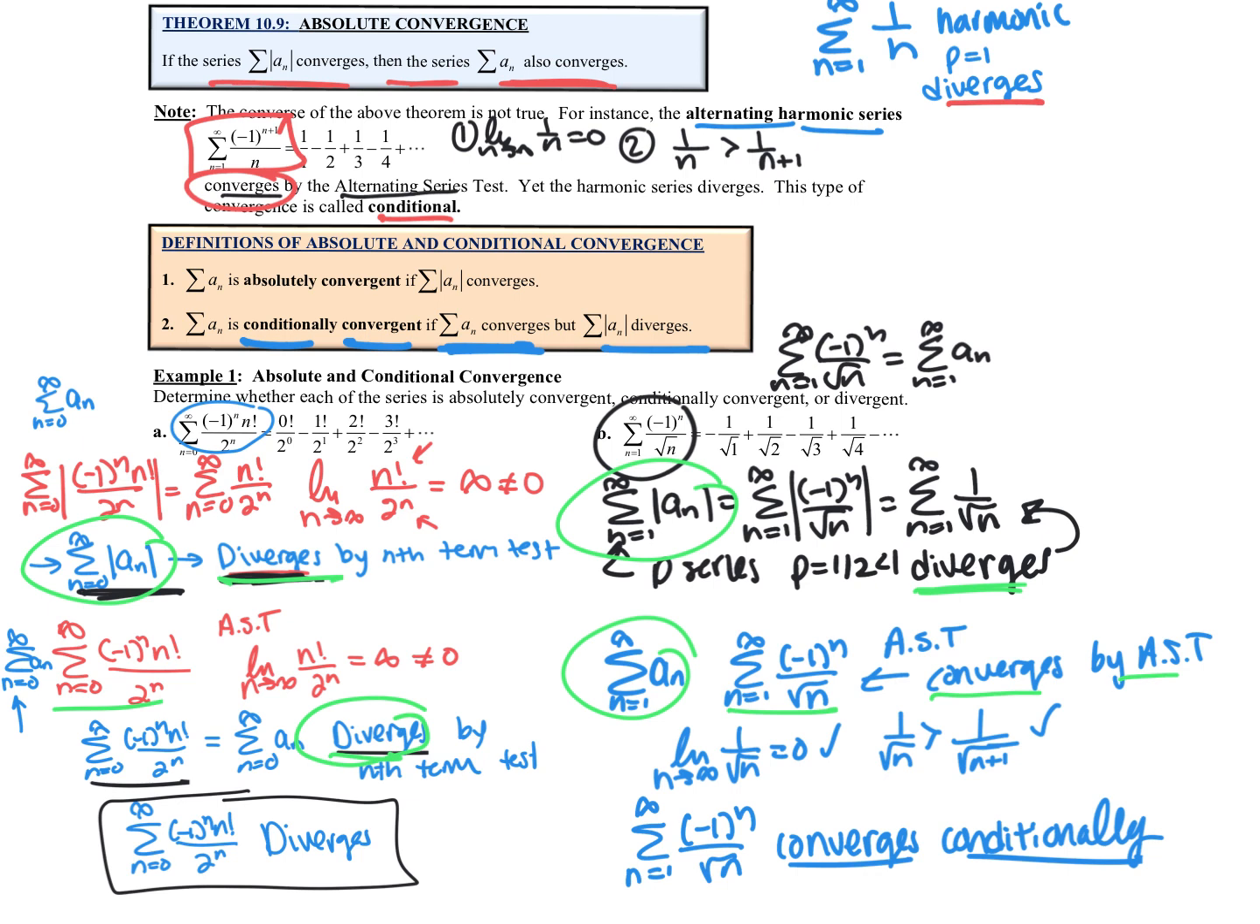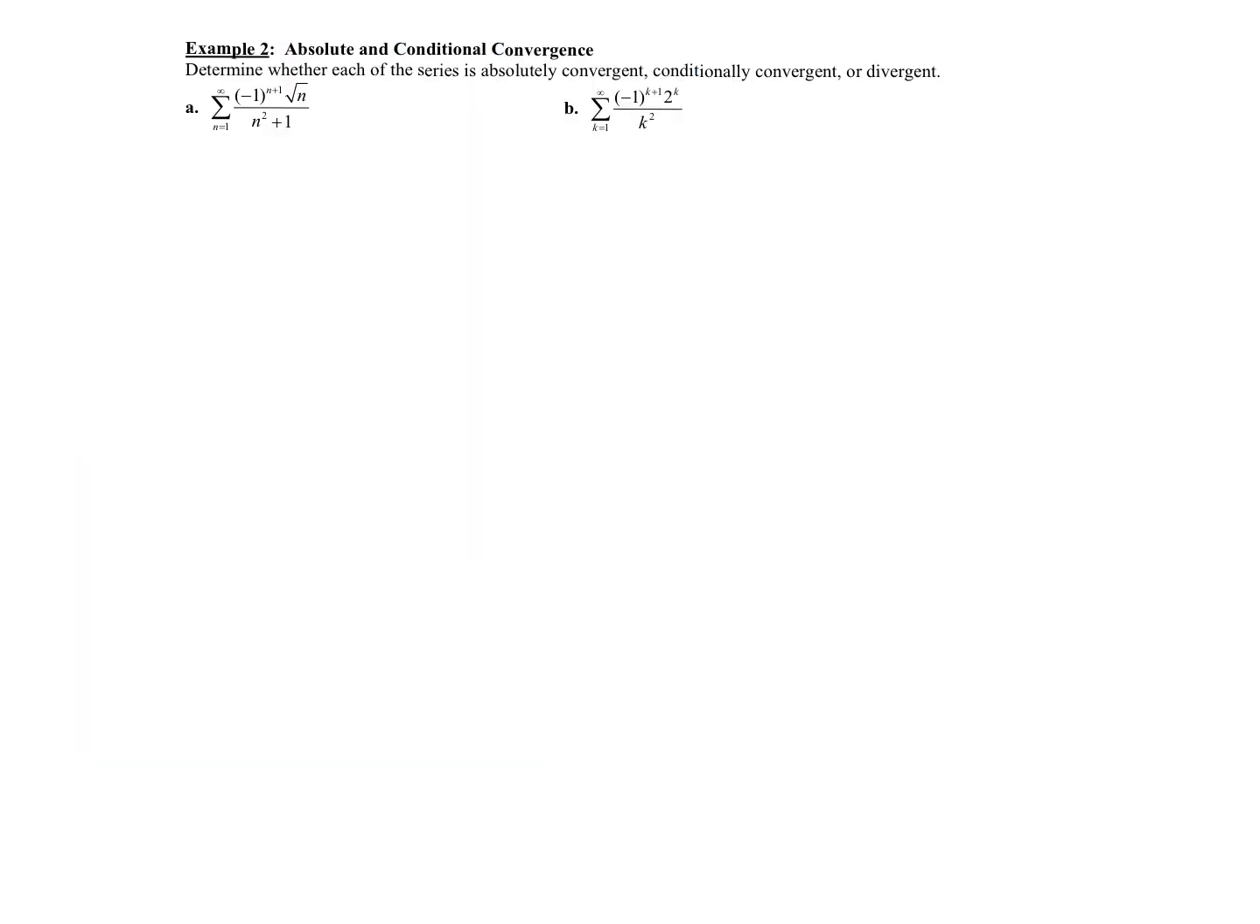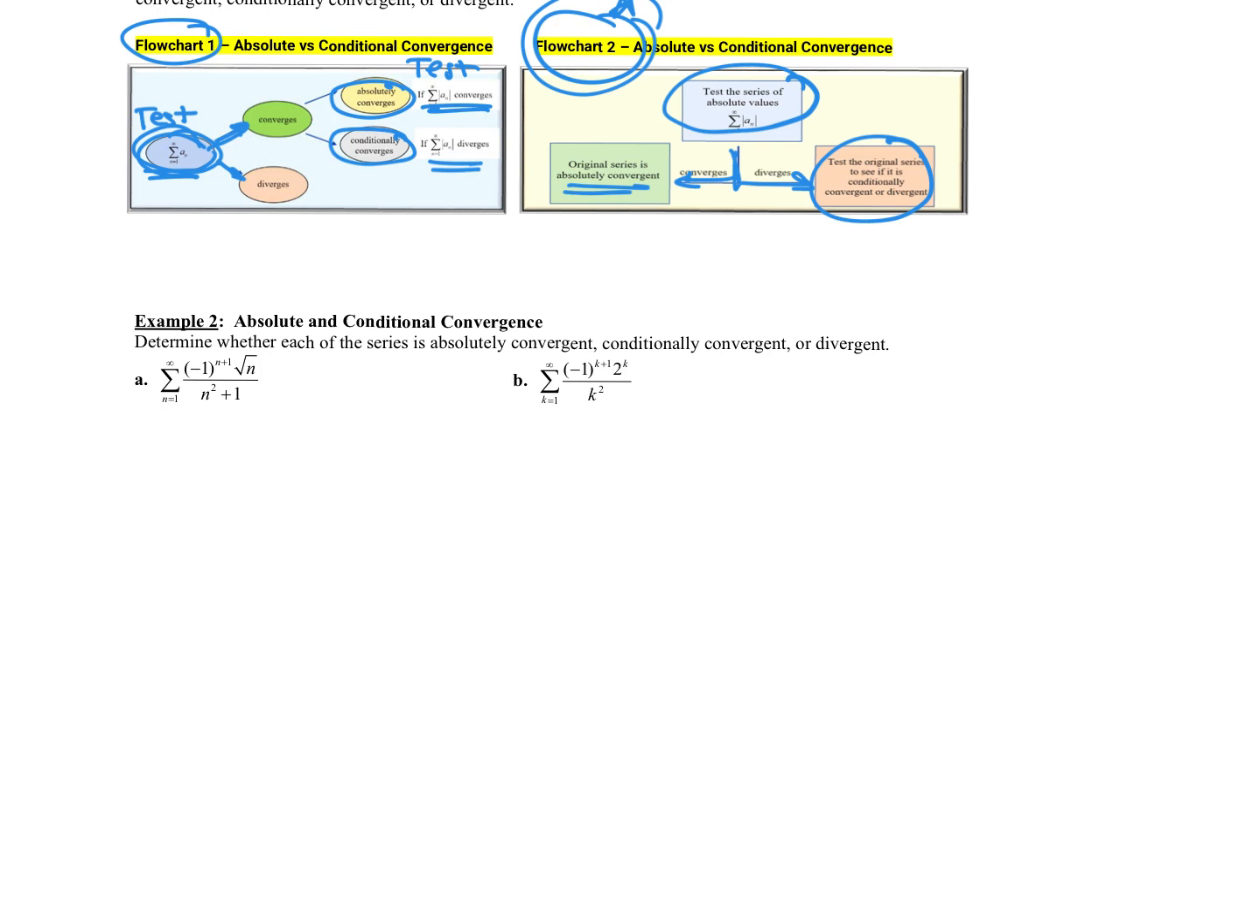So now let's do a couple more examples. All right, a couple more examples here to get the hang of this. I'll go ahead and leave the flow chart up here. Again, if you'd rather start by testing the original, you can do this, and then if you get diverges, you're just done. You say diverges. If you get converges, you have to test the absolute value. It's just the opposite of what I'm doing. I'm starting with testing the absolute value. If I get diverges, we'll see if it's conditional. And we're going to run into an example here where it goes this way now.